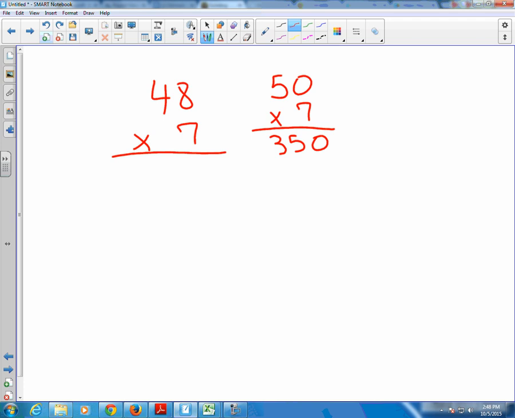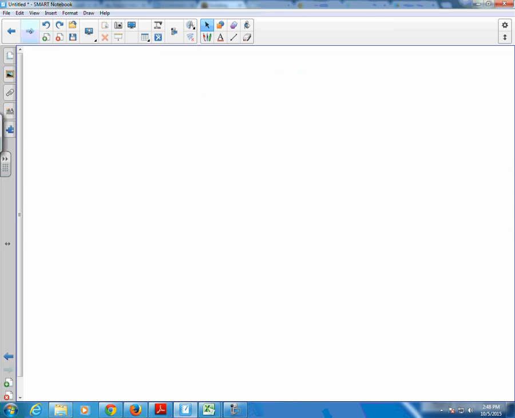So let's start. 7 times 8 is, yes, 56. So I write the 6 here, the number in the ones, and the 5 I'm going to carry over. Now I multiply 7 times 4, and that's 28. And add 5. 28 plus 5 is 33. So my answer is 336. It is relatively close to 350, so yes, my answer is reasonable. Do you understand? I really hope so, because this is much easier than what we've been doing before.